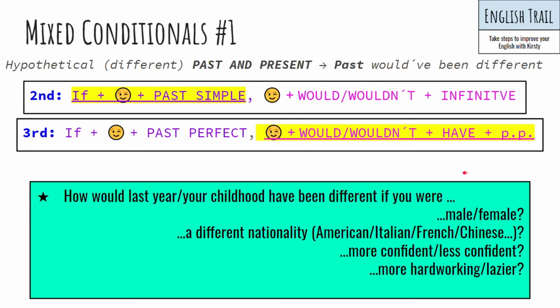Equally, you can consider how would your childhood have been different if you were of the opposite sex, if you're male or female. Do you think you would have had different opportunities? It's an interesting question to consider. Or if you were a different nationality, if you were American, if you're Italian, French, Chinese, how would your childhood have been different? Or how would last year have been different?